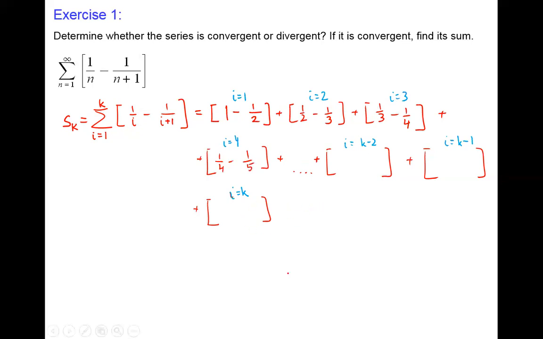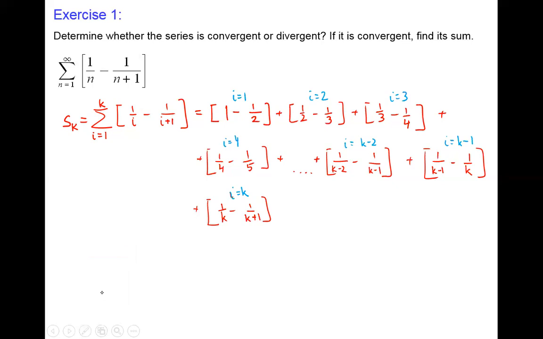And now let's start from the last term, 1 over k minus 1 over k plus 1. Now, instead of i, I am substituting k minus 1. k minus 1 plus 1 is just k. Now, instead of i, I will put k minus 2. k minus 2 plus 1 is k minus 1. Okay, let's see what has happened.